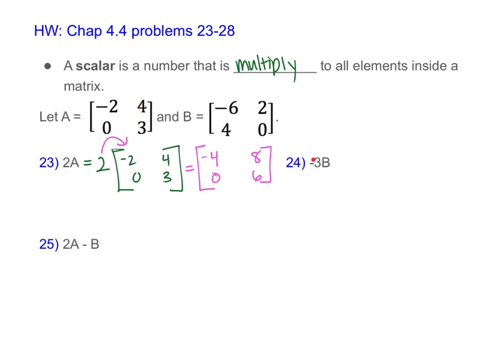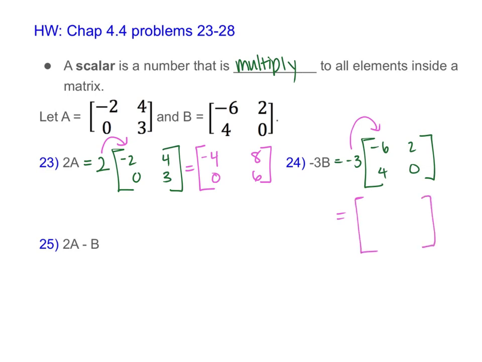The other one here, just a -3 in front of B, so I'm taking -3, multiplying it by B. So this would lead me to -3, grab my B matrix, which is -6, 2, 4, 0. And I'm going to distribute this 3 in. I'll write it down here.